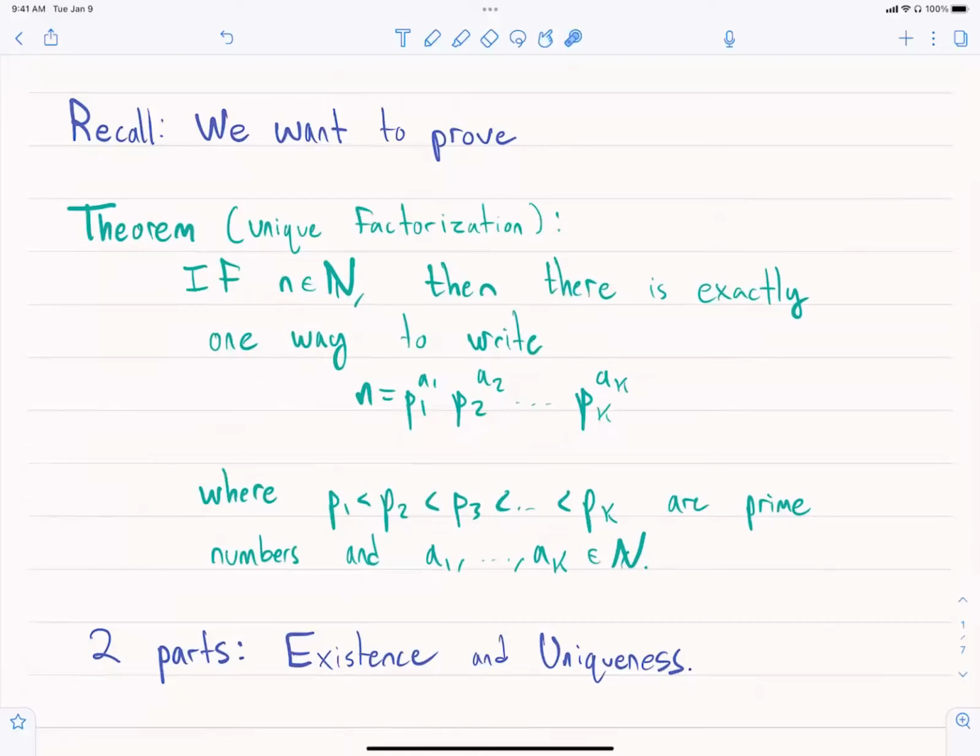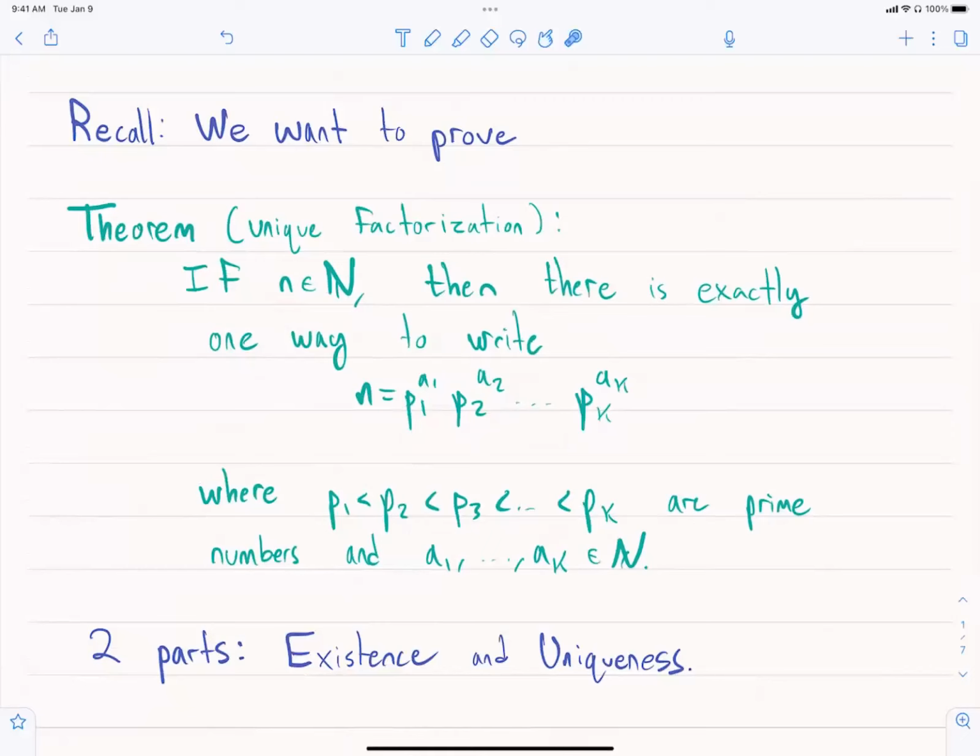And again, it's one of these facts that is built into our brains. Like we learn it so early in our education, it's hard to see that this is even something that needs justification, but it actually does. So there are two parts really to this statement. One part is existence. That's saying that if I take a natural number, there is some way to factorize it into prime numbers. For example, if I take 6, I can write it as 3 times 2 or 2 times 3, good. So I can factorize 6 into prime numbers.